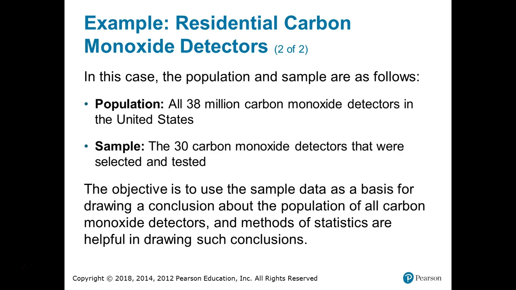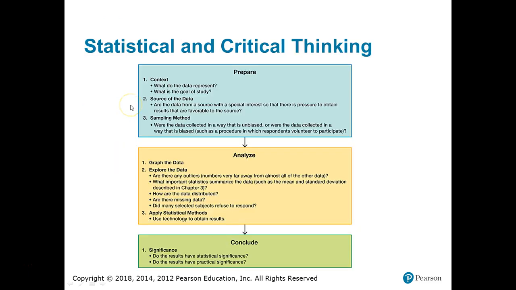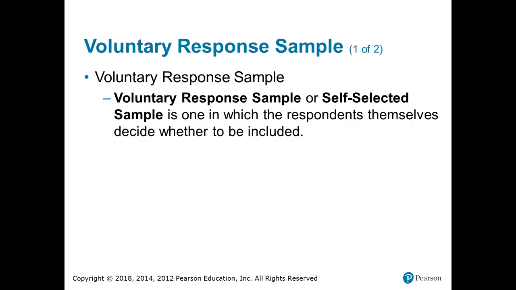So the objective is to use the sample data as a basis for drawing the conclusion about the population of all carbon monoxide detectors. It's clearly unreasonable and unrealistic to analyze 38 million carbon monoxide detectors, but you can analyze 30 of them, and then you can use that 30 to make a conclusion about the overall population. So we're using the sample to make conclusions about the population. Here's a little flow chart that just talks about how we're going to prepare our questions and prepare how we're going to collect the data, collecting the data, analyzing the data, and then making conclusions based on that.